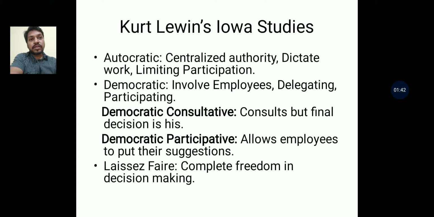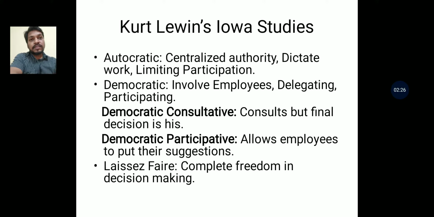Kurt Lewin's Iowa studies basically defined the behavior of leaders into 3 styles. The first one was autocratic. An autocratic leader is somebody who takes centralized decisions. He believes in keeping control with himself. He dictates work and limits participation. He does not want the participation of everybody. This kind of autocratic leadership is suited where the workers are not well educated. They do not have the technical expertise, and they just need to be shown the right path through centralized authority, through dictation. They are not good at taking their own decisions. Then autocratic behavior is good for leadership.